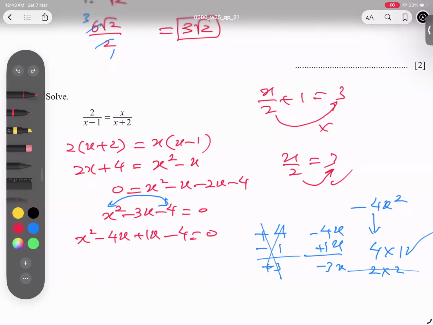From here, what is common? X is common. What is left behind? X minus 4. If these signs are the same, for your information, we always write plus. If these signs are opposite, we must write negative.